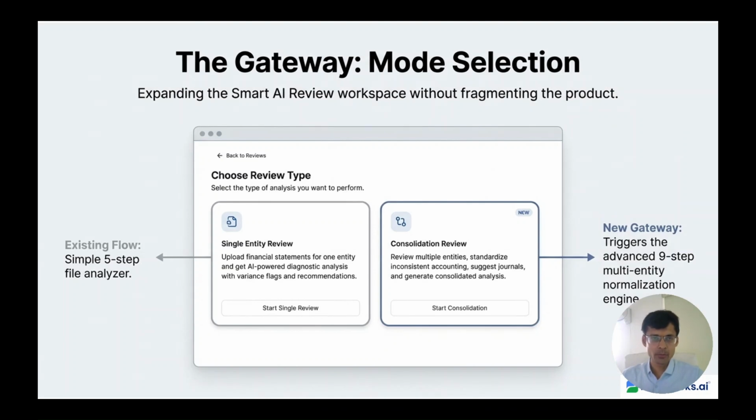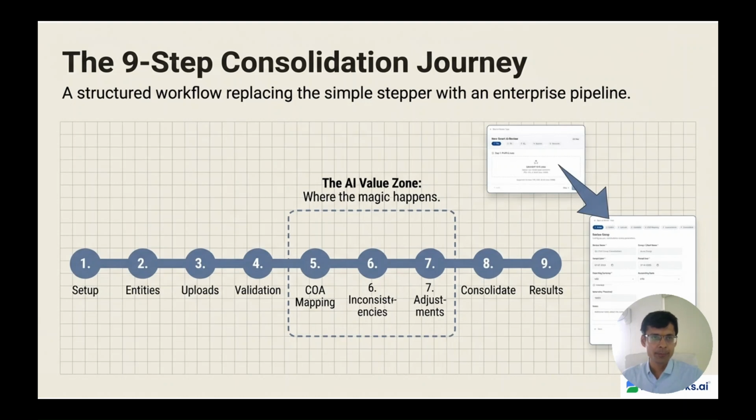In HelloBooks, specifically for AI-based reporting, we have two review types where you can do a single entity review and generate AI insights out of that, and you can also do a consolidation review. In a later part, I'll explain how you can go to the software and actually perform these actions.